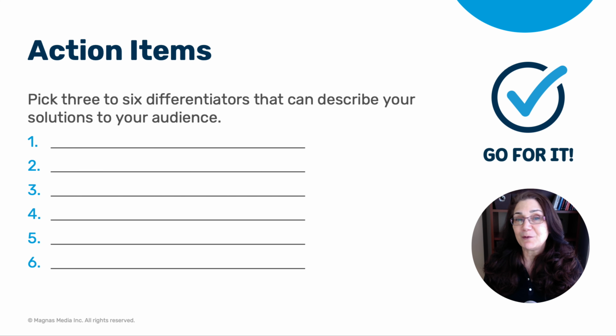So your action item for this video is really to pick between 3 and 6 words. Go through the list or come up with your own words that describe your solutions, because you're going to be needing these words as you start creating your messaging.